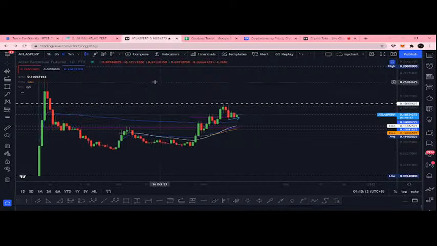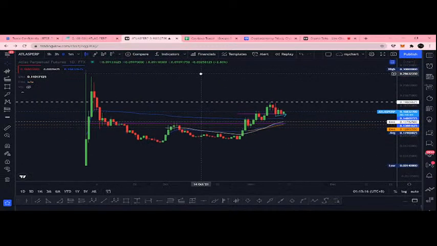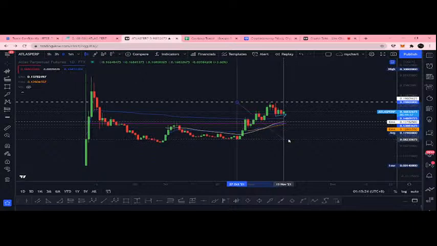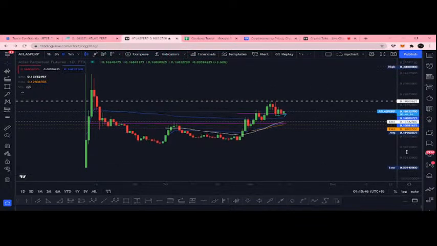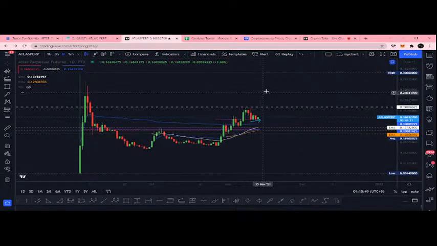So here is for Atlas. There is a bullish divergence. It broke out at the point of control, and you can see here that the volume or the VWAP is still holding above that. So since that's the case, that's why I go long.